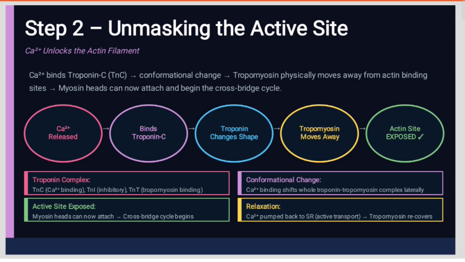Relaxation is the reverse process. When the nerve signal stops, calcium is actively pumped back into the sarcoplasmic reticulum by the calcium ATPase pump, which requires ATP. As the calcium level in the sarcoplasm falls, calcium detaches from troponin C. Troponin returns to its relaxed shape. Tropomyosin slides back over the actin binding site and the muscle relaxes.